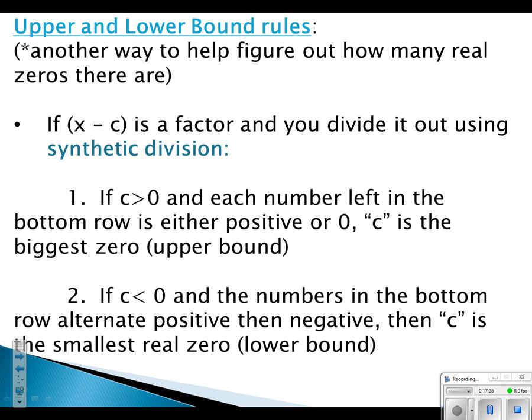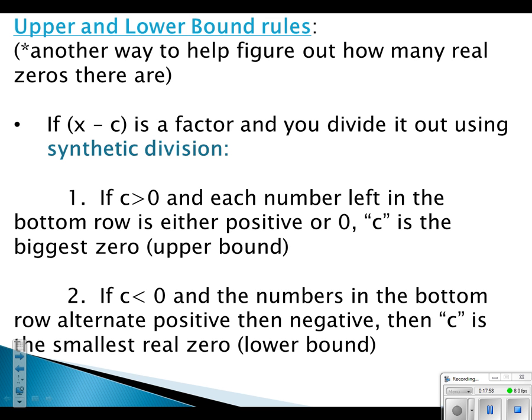Well, what if c was less than 0? Maybe that number in there was a negative factor. Then if you find that the numbers in the bottom row alternate, positive, negative, positive, negative, positive, negative, then c is the smallest real 0 that you're going to find. Check the ones that are bigger than it. Don't check any of the ones that would be less than it.